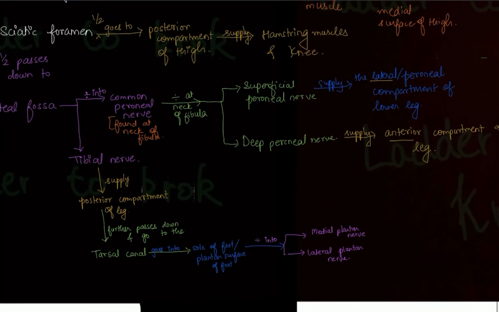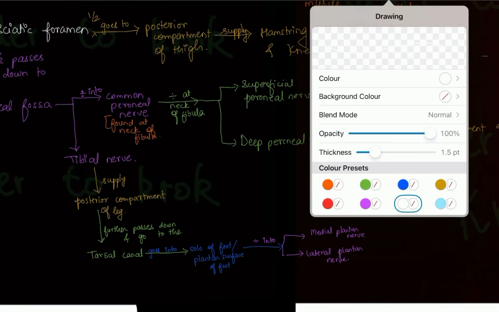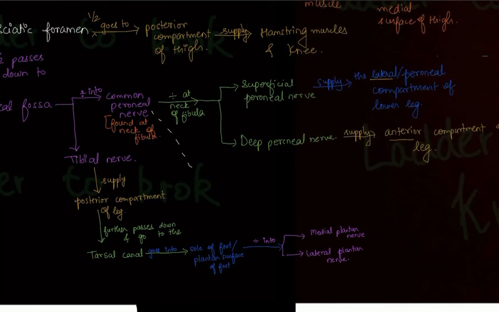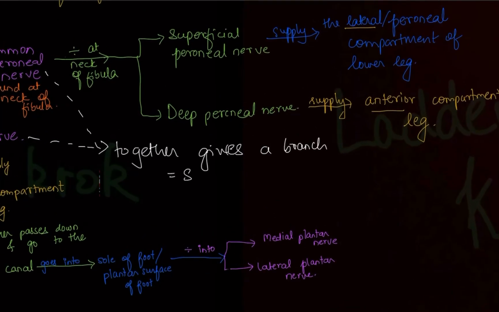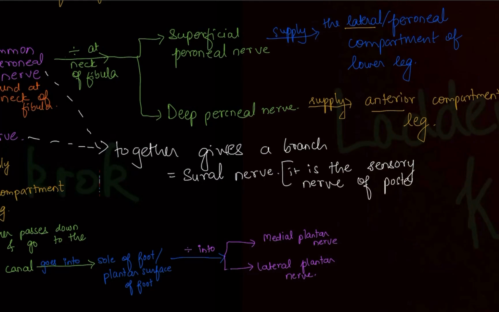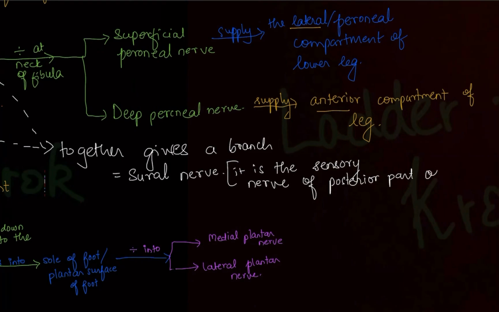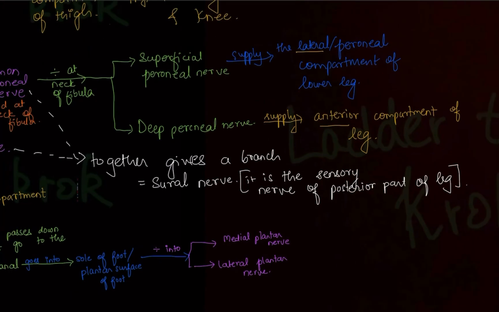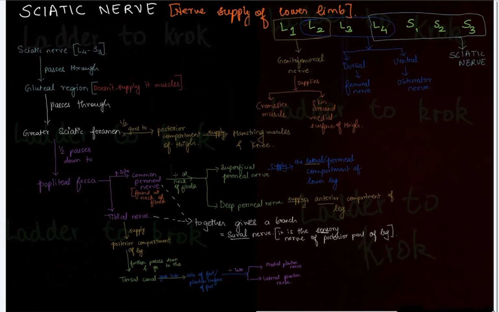Okay, now one more thing that you should know is that this common peroneal nerve and this tibial nerve together give a branch, and that is called sural nerve. It is the sensory nerve of posterior part of leg. So remember sural nerve is a sensory nerve. Okay, so it will carry the sensation from the posterior part of our leg.